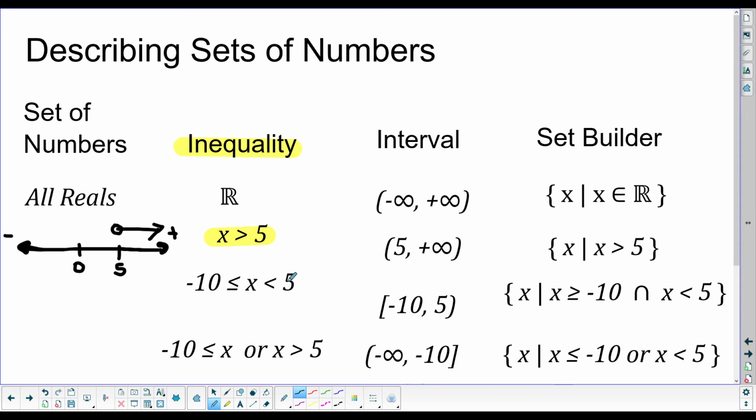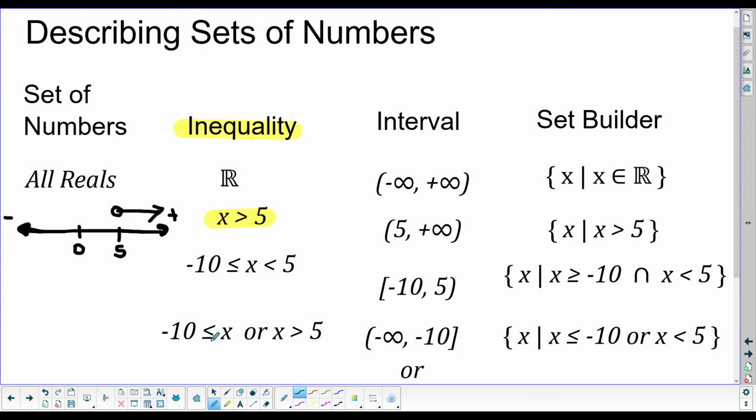We can also have compound inequalities. So this is all of the numbers that are greater than -10 and less than 5. So this is what's considered an AND. So it's actually two inequalities. It's all the numbers between -10 and +5. Notice that it includes -10, but it does not include +5. And we can also have what's called an OR. This is another type of compound inequality. So I can have all the numbers that are less than or equal to -10, or the numbers that are greater than 5. And so I can make a set out of all those numbers. So they're either in this side, less than or equal to -10, or to the right of +5.